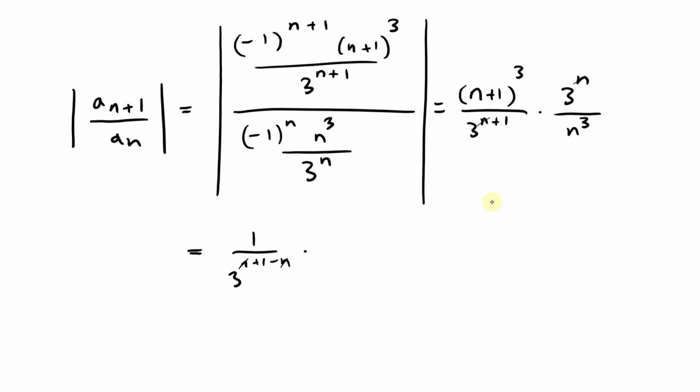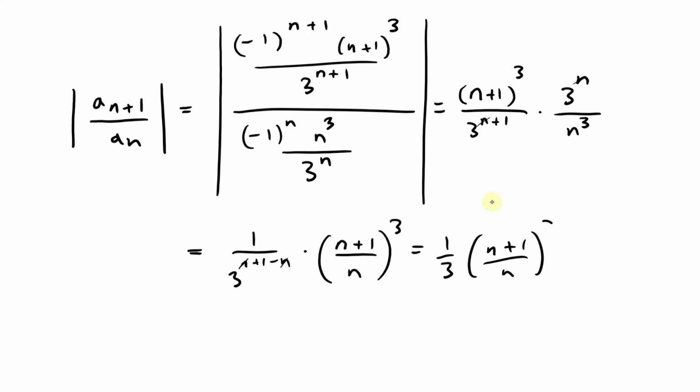And then times it by, then the top part here, these are the same powers, power of 3, so we can just combine those. It's going to be n plus 1 over n, power of 3. And yeah, just simplify it further. So 1 over 3, n plus 1 over n, power of 3, like that.